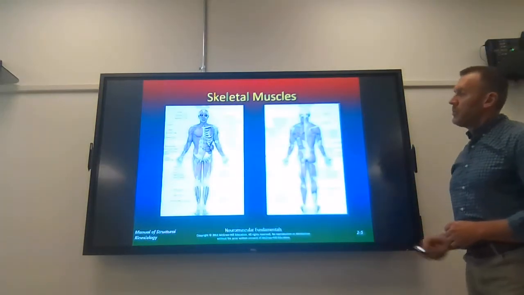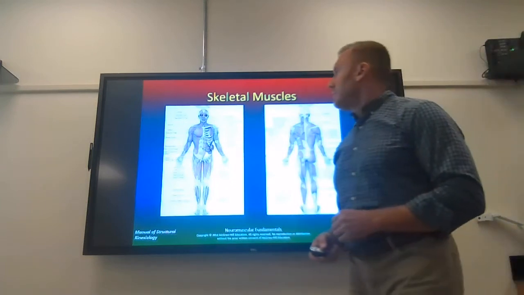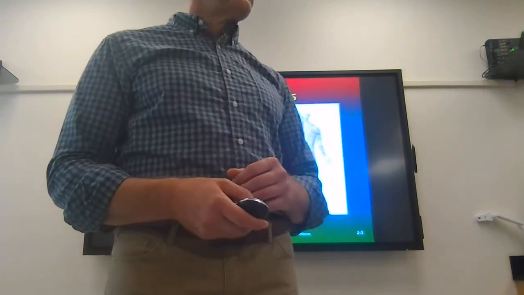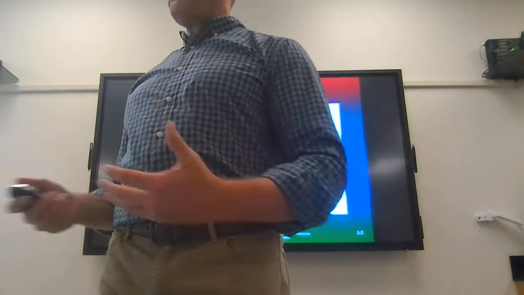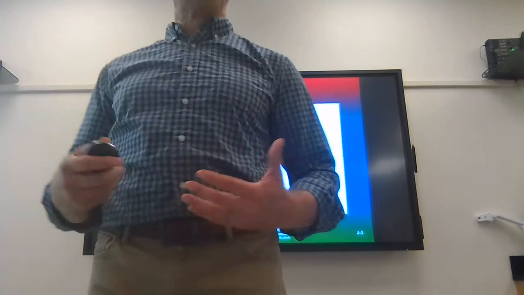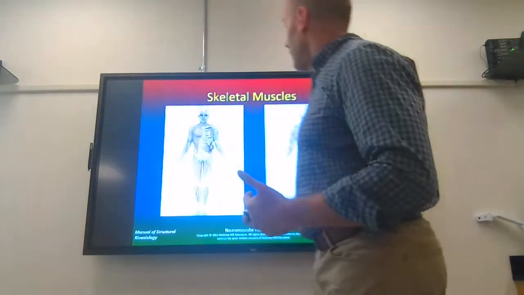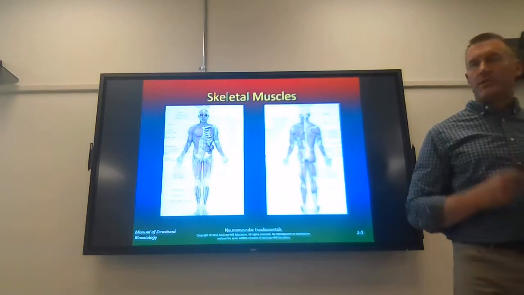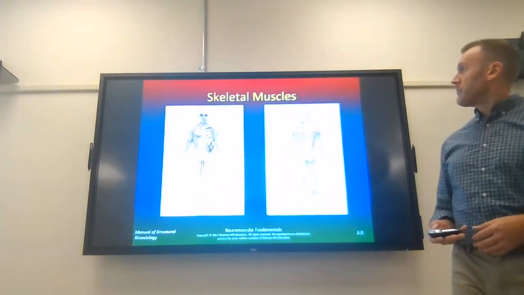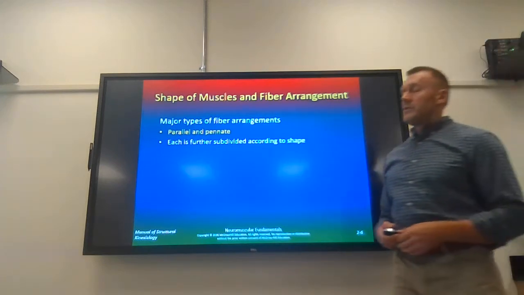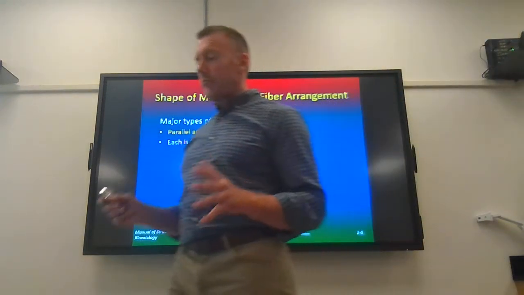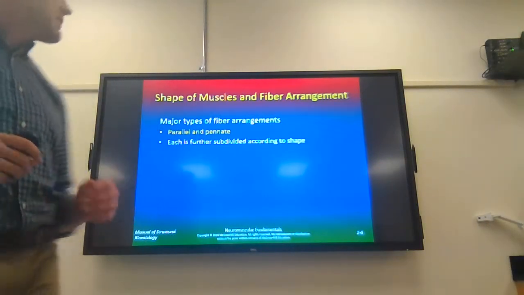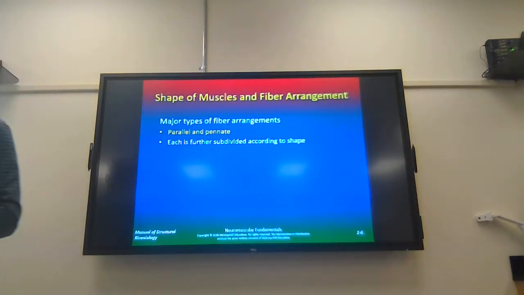Okay, so here are all the superficial skeletal muscles. You'll want to commit these to memory. A lot of the ones that are really involved with posture and movement and high levels of force are located more superficially, closer to the surface of the skin. Skeletal muscle as a whole can have different fiber arrangements. The two fiber arrangements are parallel and pennate.